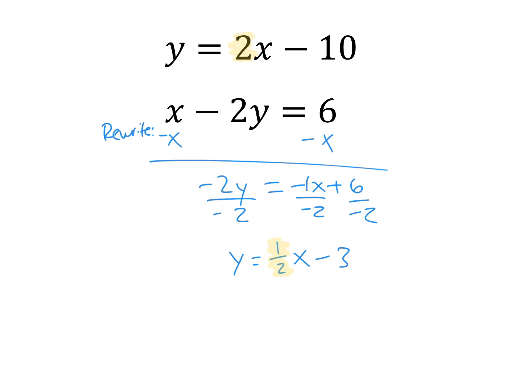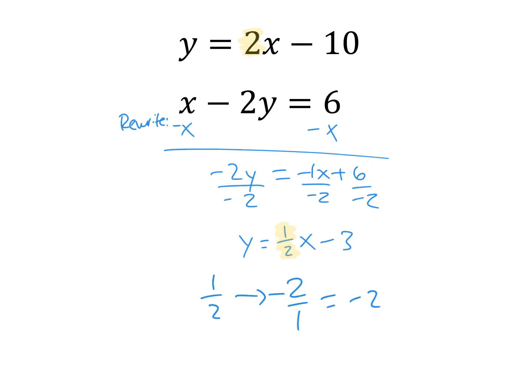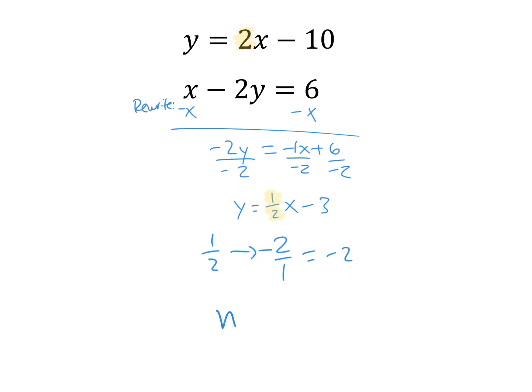Okay, so since this is a positive 1/2, now let's look and see if positive 1/2 and 2 are opposite reciprocals. Well, the opposite reciprocal of 1/2 would be 2 over 1 and then make it negative. Okay, so this would really be negative 2. So these lines are not parallel or perpendicular. So we're going to write that these are neither. Okay, they're neither parallel or perpendicular.